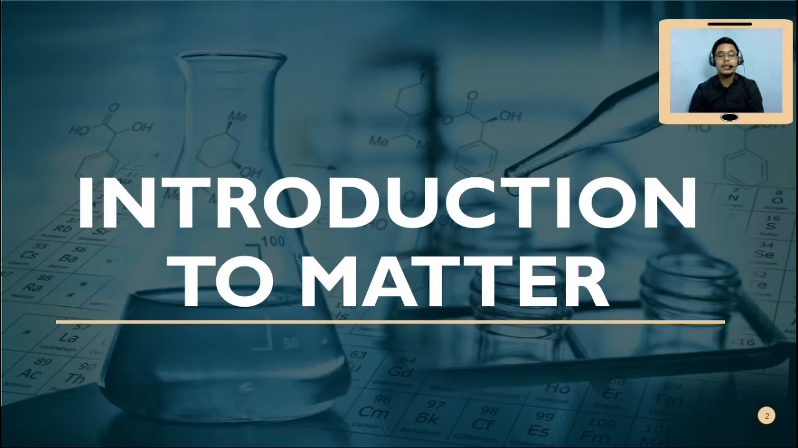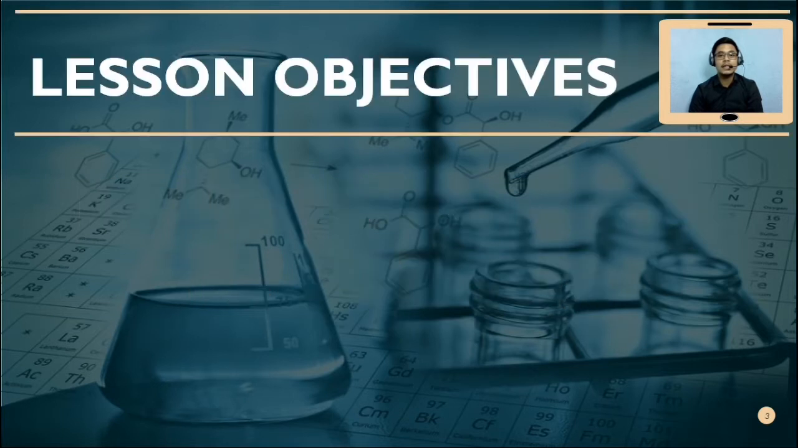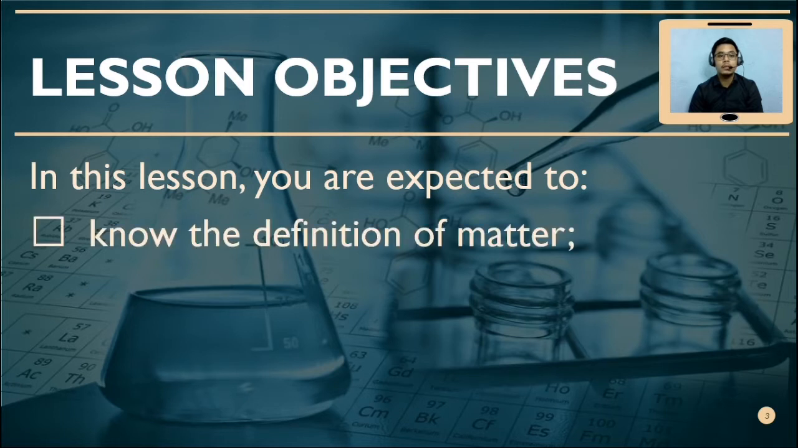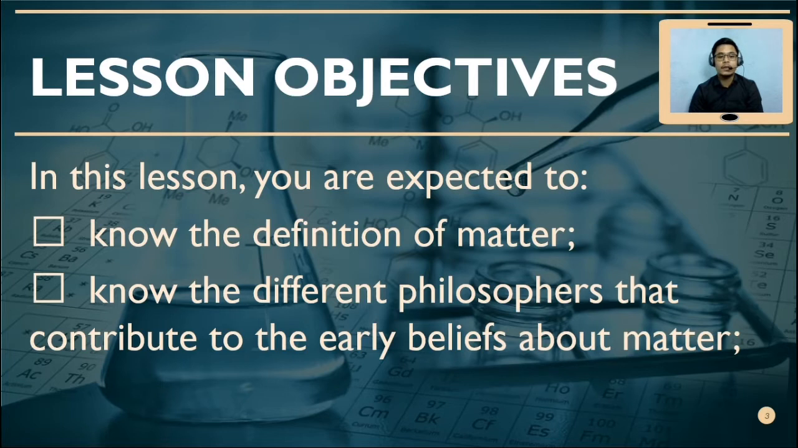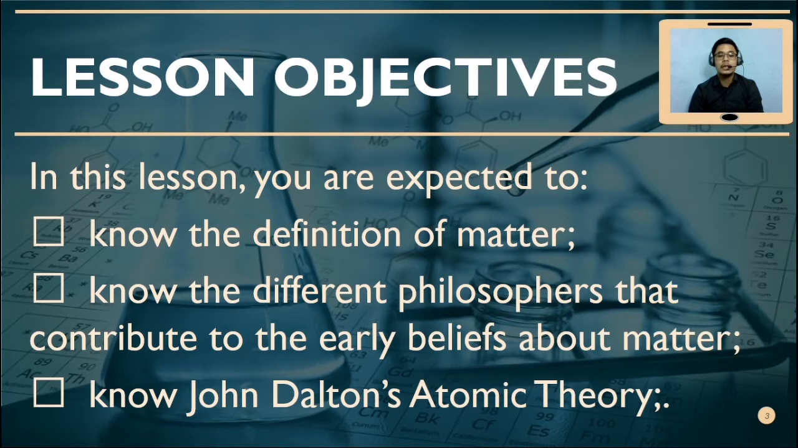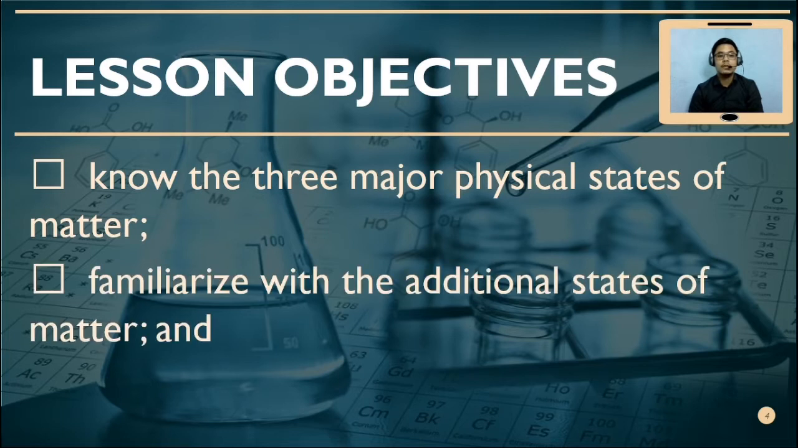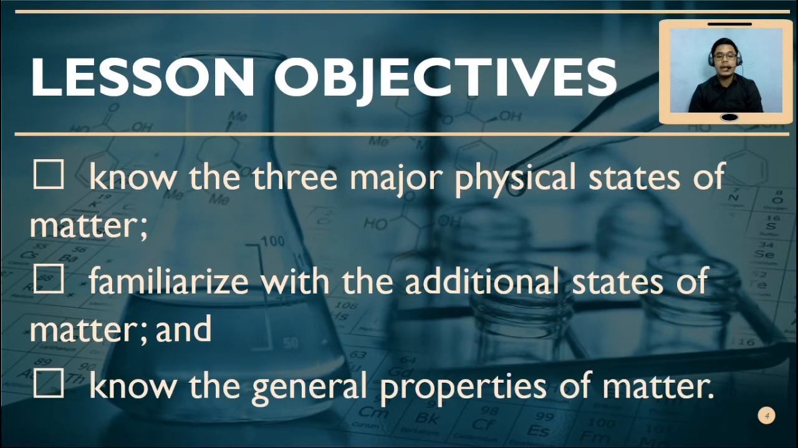Before we proceed with the discussion proper, let us have first the different lesson objectives. What are the lesson objectives that you are expected to know and to come up with at the end of this video tutorial? First is to know the definition of matter. Second is to know the different philosophers that contributed to the early beliefs about matter. Third is to know John Dalton's atomic theory. Fourth is to know the three major physical states of matter. Fifth is to familiarize with the additional states of matter. And lastly is to know the general properties of matter.